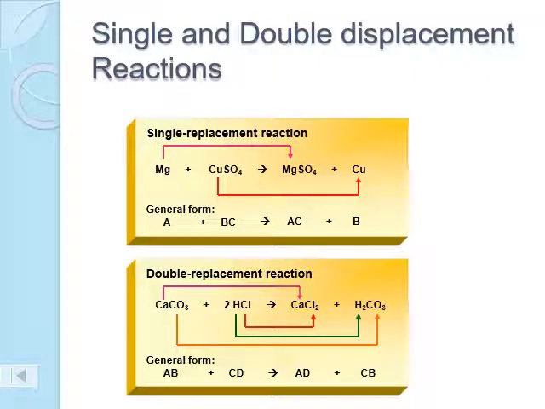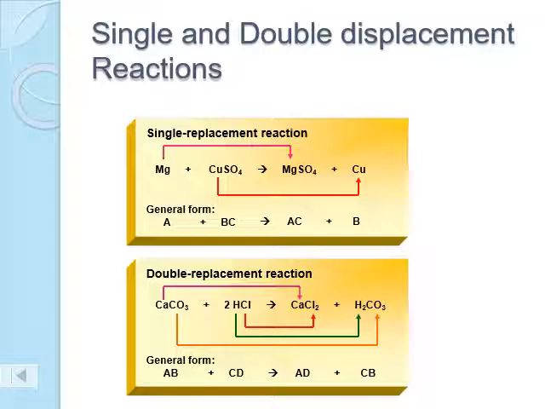Here is a representation of single and double displacement reactions. Single displacement: magnesium plus copper sulfate gives magnesium sulfate plus copper. Here magnesium replaces the copper. Now double displacement reaction: calcium chloride reacts with hydrochloric acid.